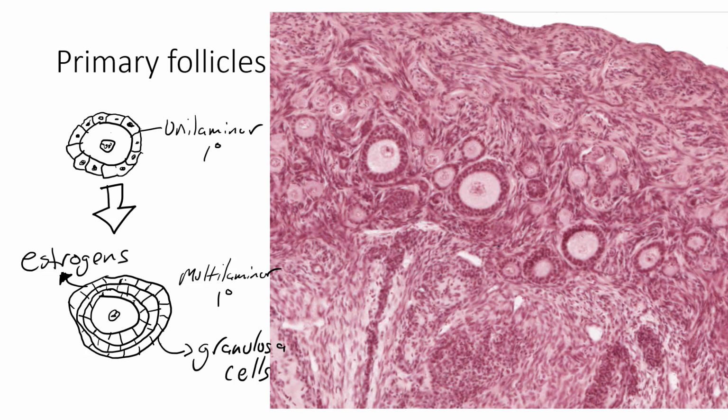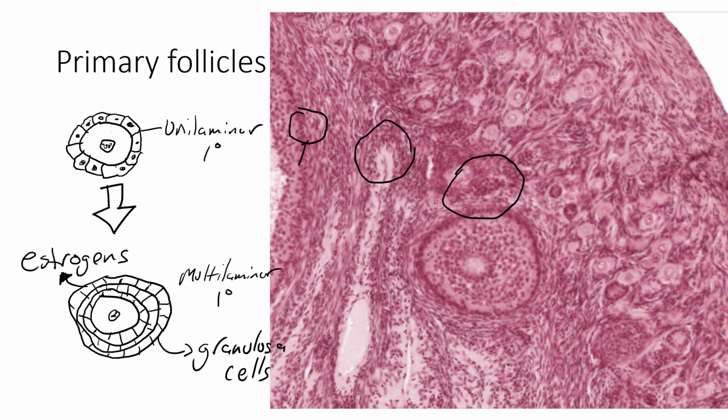So let's look at a micrograph over here, and we can see both some unilaminar and multilaminar primary follicles. Right here, there's a unilaminar primary. Notice that the epithelium around the egg cell, the oocyte, has gone from squamous to cuboidal. And over here, we can see a multilaminar primary. We've got about 3 layers of granulosa cells surrounding the oocyte. And this will continue with proliferation of the granulosa cells until you get to these multilaminar primary follicles.